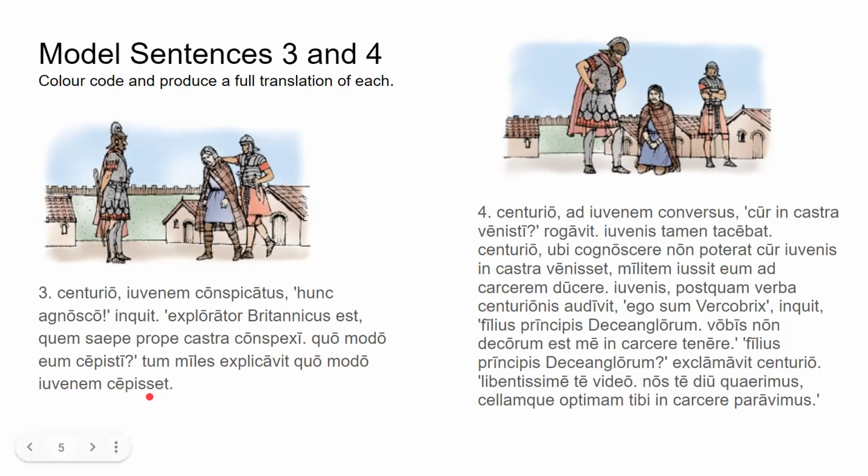So pluperfect subjunctive. Centurio ad juvenem conversus, so the centurion, having turned to the youth, cur in castra venisti? Why did you come into the camp? So why? Cur is the interrogative adverb that introduces a direct question. Rogavit, he asked.